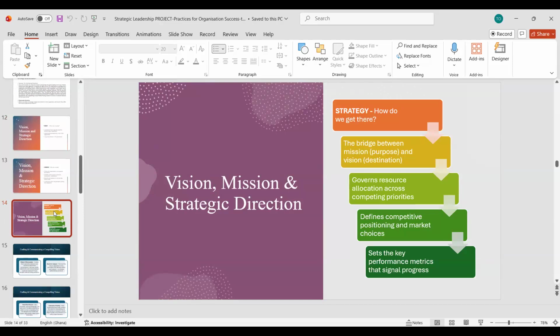So we see that the strategic direction is the bridge between our purpose and our destination. It directs how the resources would be assigned. It also clarifies who our competitors will be. How are we going to position ourselves so that we can get to our destination and therefore achieve our purpose? So these three work hand in hand: our vision, our mission, and our strategic direction. So if we know the destination, we want to get here, we want to be this, we want to be that.